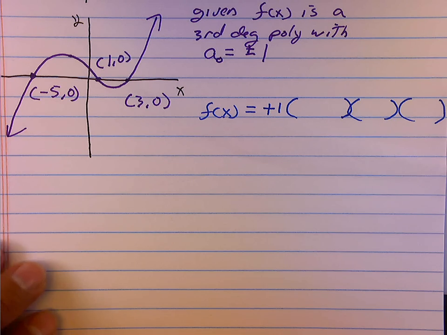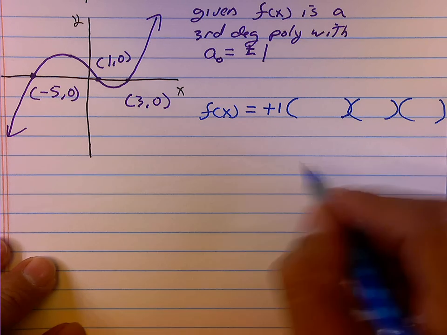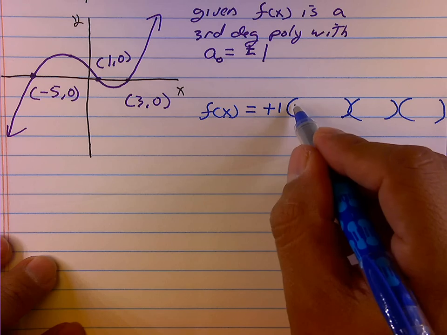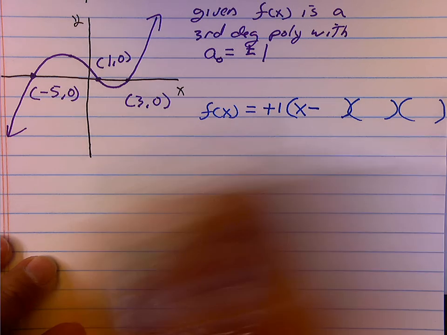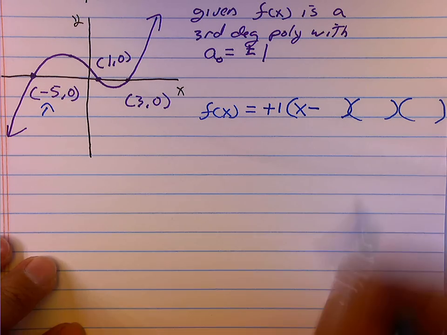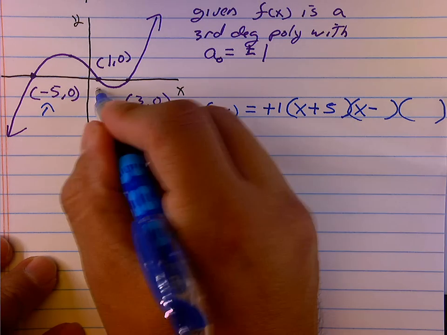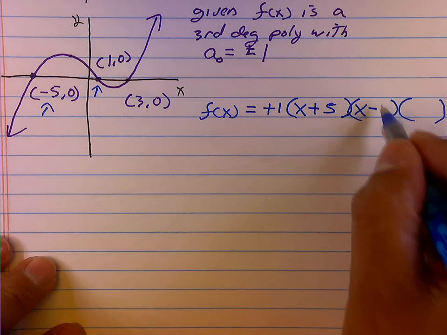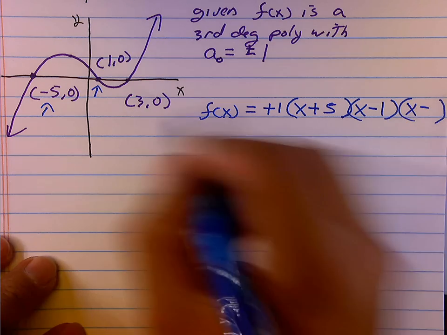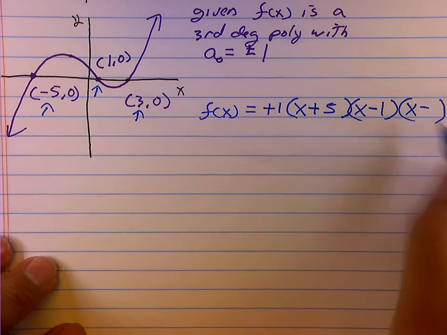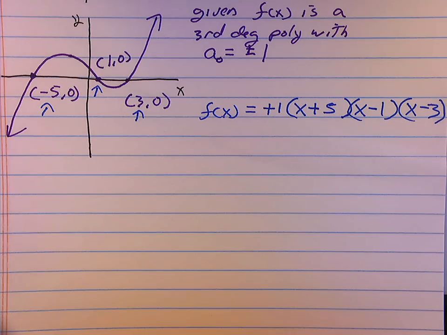Okay, slide that over a little bit. Now, in factored form then, using the same principle as the parabola, I'm going to take x minus, in this case, negative 5, making it a plus 5, times x minus 1, and x minus 3. My three zeros of my third degree polynomial function. And this is the equation of this polynomial function in factored form.